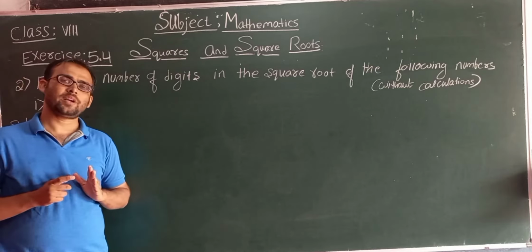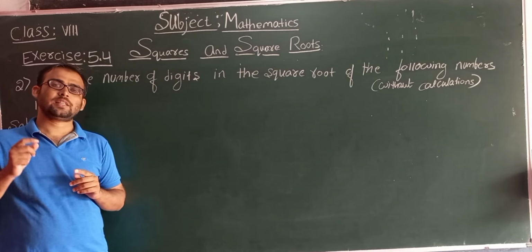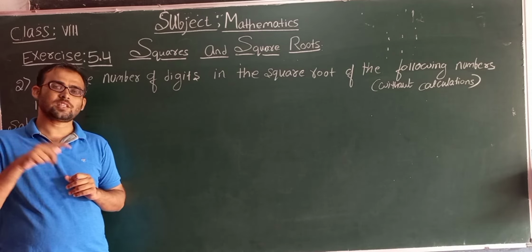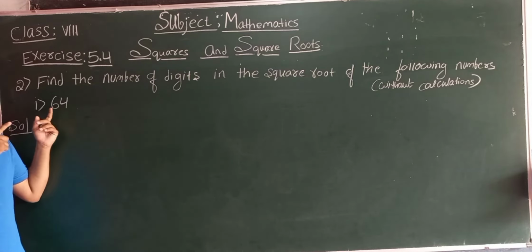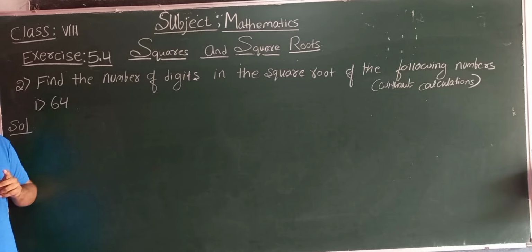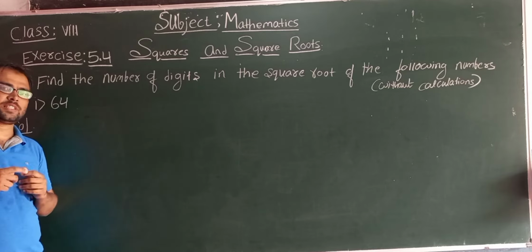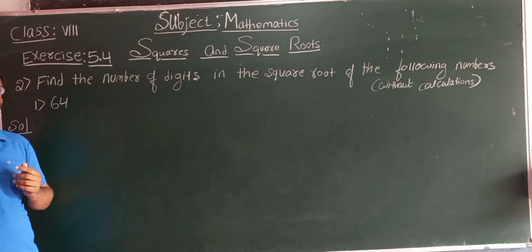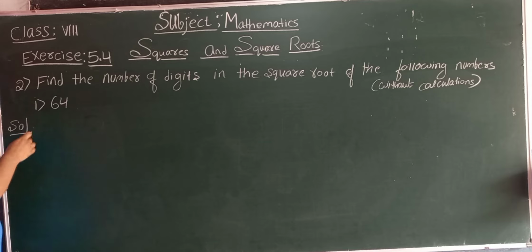So what do we need to find? When we find the square root of this number, 64, how many digits will be there in its square root? Here the number contains 2 digits. If we find the square root of this number, how many digits will be there in its square root? That we need to find. So we know that we can find the number of digits in the square root of any number using the formula n by 2 and n plus 1 by 2.